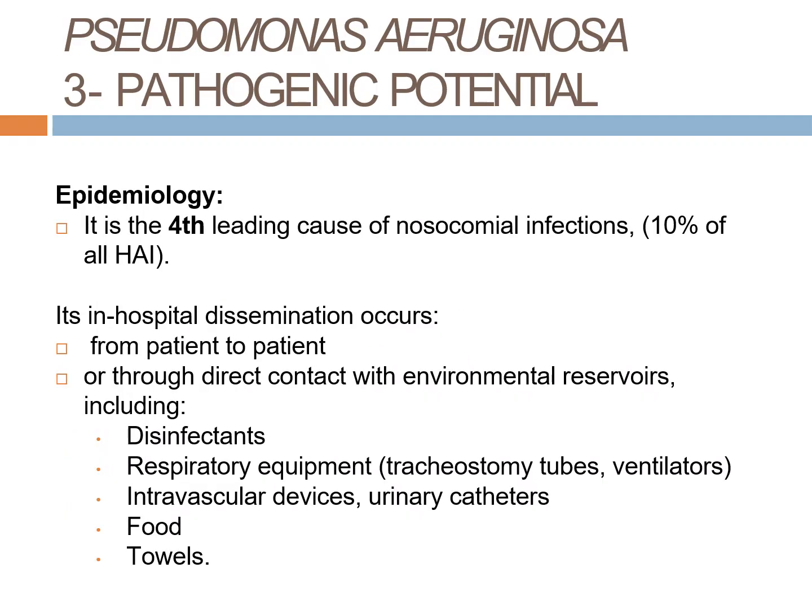Pseudomonas aeruginosa is the fourth most common cause of nosocomial infections, accounting for about 10% of all hospital-acquired infections. It spreads from patient to patient or through contact with contaminated environmental sources. These include disinfectants, respiratory equipment, catheters, food, and even towels. This is why hygiene is so critical in hospitals.